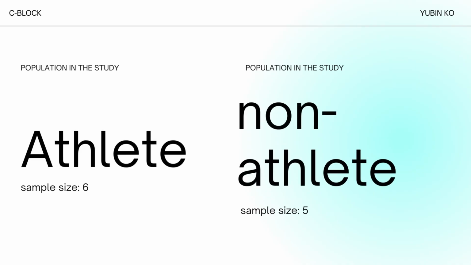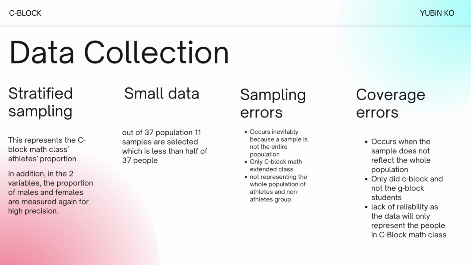There are two populations, non-athletes and athletes. Athletes have a sample size of 6, while non-athletes have a sample size of 5. I have used stratified sampling, and this represents the C-block math class athletes proportion. In addition, the proportion of males and females was measured again for each athlete and non-athlete group for higher precision.